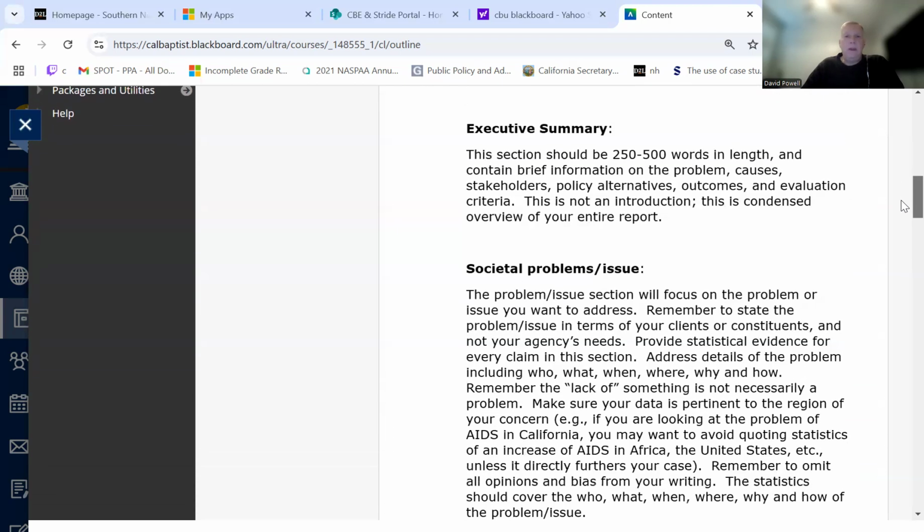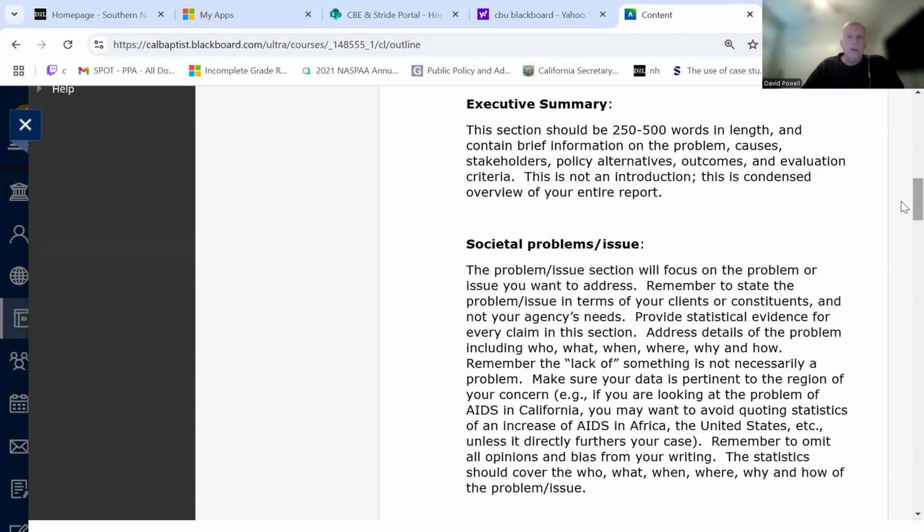So the sections of your paper should include, as always, a title page. Then you'll have your executive summary. Some people refer to it as an abstract, but executive summary. That section should be about 250 to 500 words in length and contain brief information on the problem, the causes, stakeholders, alternatives, outcomes, and evaluation criteria. It's not an introduction. This is a condensed overview of the entire report, in 250 to 500 words. This is so your reader knows what is going to happen throughout the remainder of the paper.